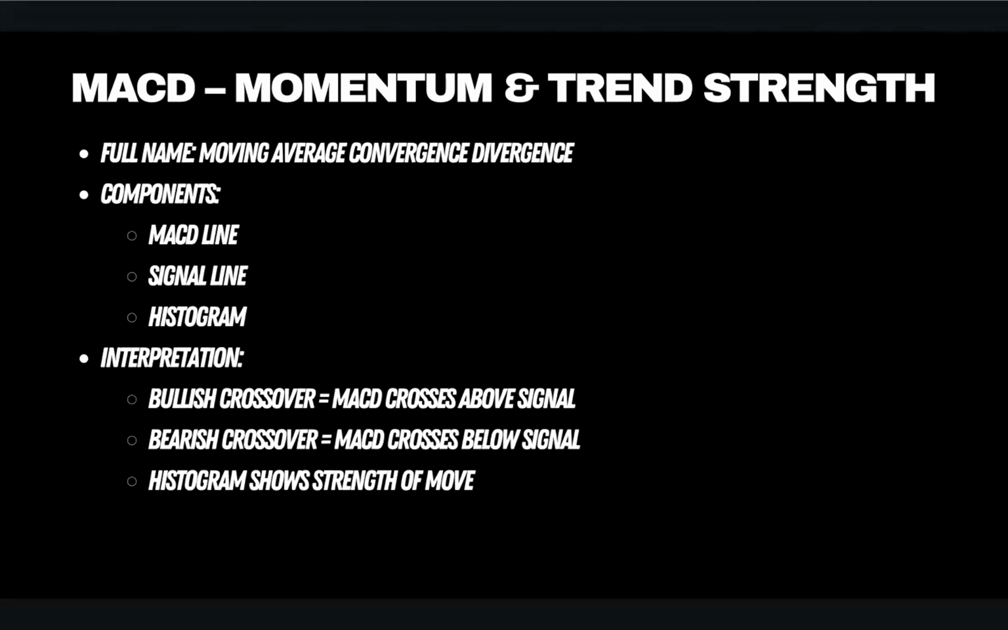So now we're going to do the MACD, which measures momentum and trend strength. The full name is moving average convergence divergence. The components are the MACD line, the signal line, and the histogram. The interpretation: a bullish crossover is when the MACD crosses above the signal, and a bearish crossover is when the MACD crosses below the signal. The histogram shows the strength of the move.